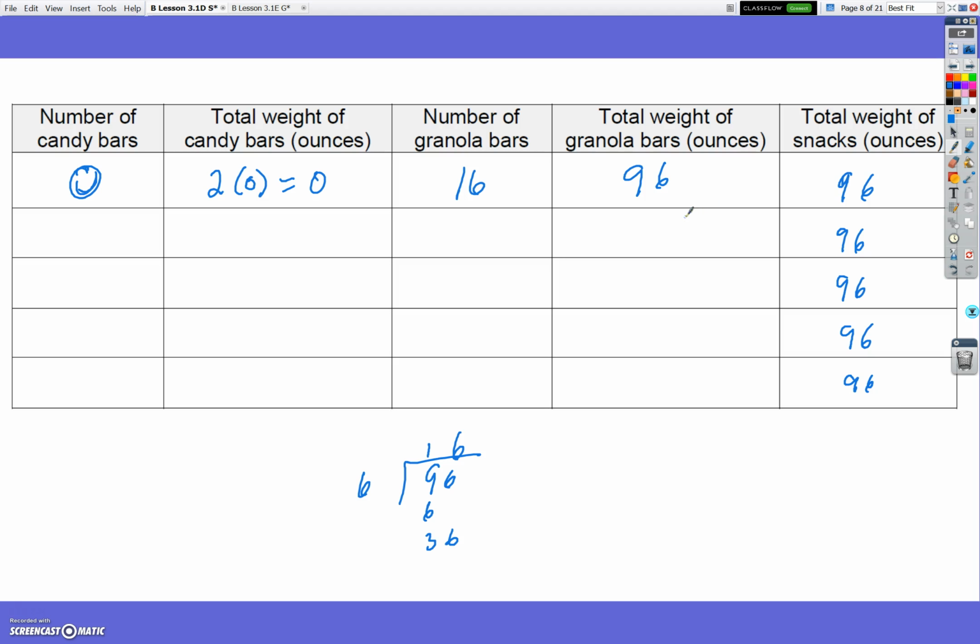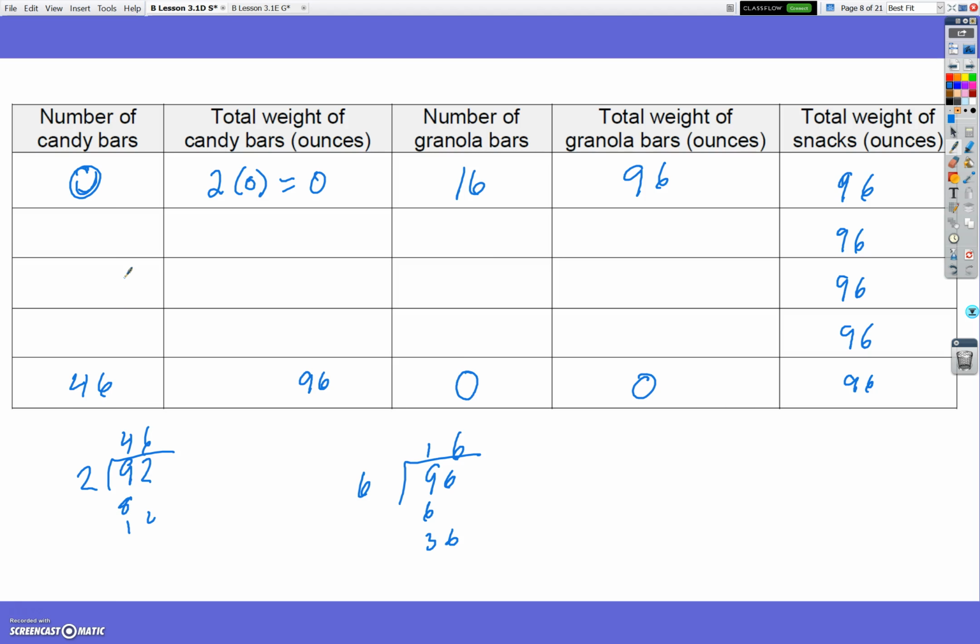Now let's say you want to be very unhealthy and you don't want to bring any granola bars. So down at the bottom I'm going to put 0 granola bars, which means I'm only bringing candy bars. If you're bringing 96 ounces worth of candy bars, how many candy bars are you actually taking? Well, each candy bar is 2 ounces. So if we just divide 96 by 2, we would get 48 candy bars.